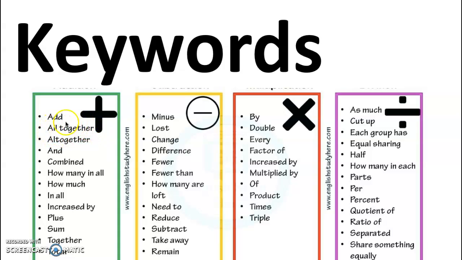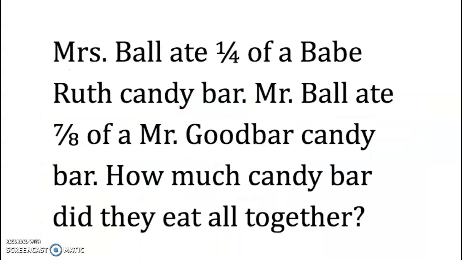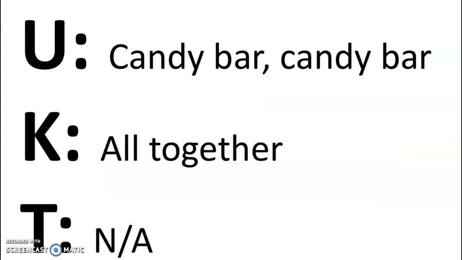So before, I determined that my units matched, so it could be addition or subtraction. I used my keywords, I found all together, and it looks to me like all together matches with addition. So that tells me, in writing out my UKT, my operation to be used will be addition. Let's apply this with a little bit harder of a word problem.